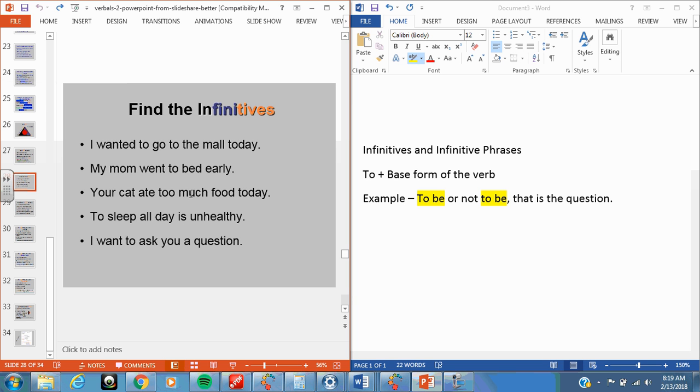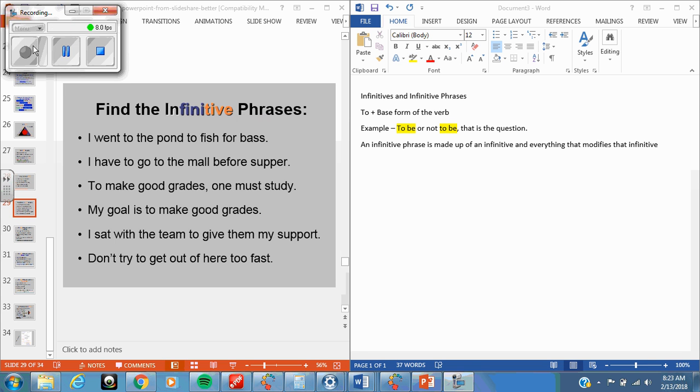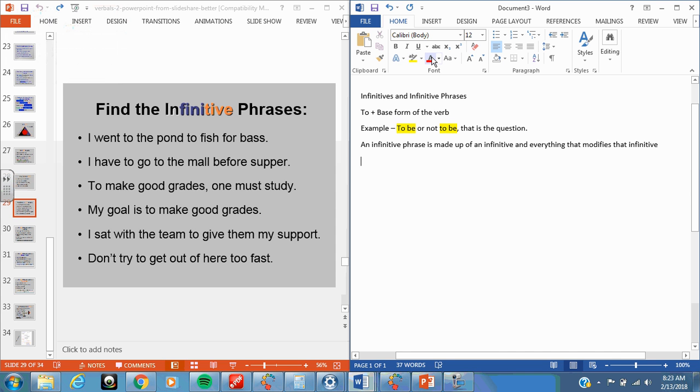Looking down here, to sleep all day is unhealthy. You do have an infinitive in that. It is to sleep. And I want to ask you a question. To ask is your infinitive in that sentence. So like most other phrases, an infinitive phrase is made up of everything that modifies that infinitive phrase.